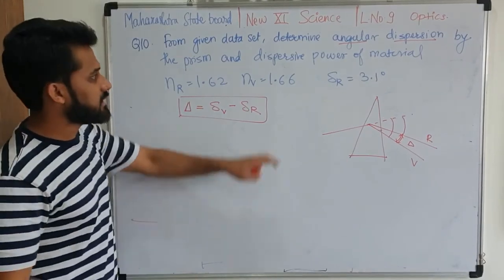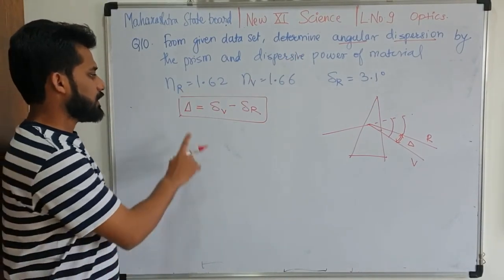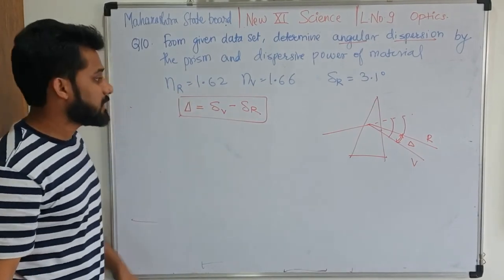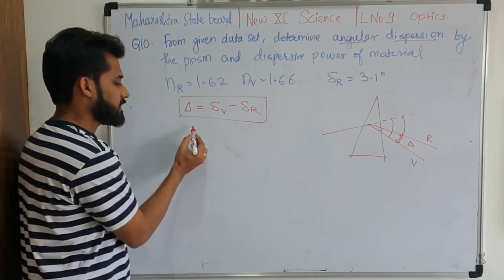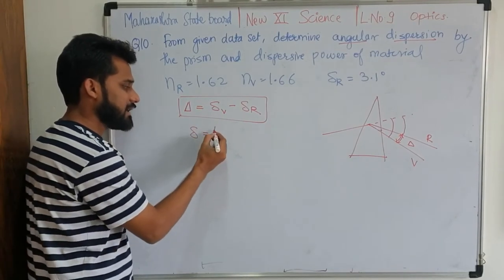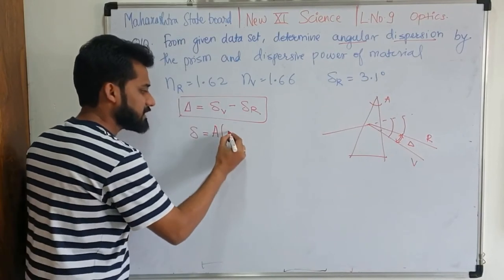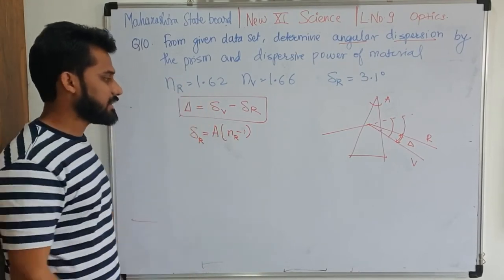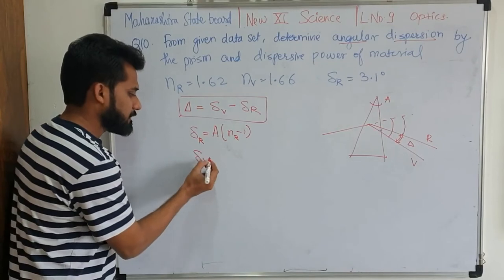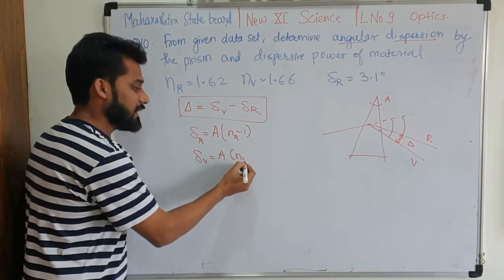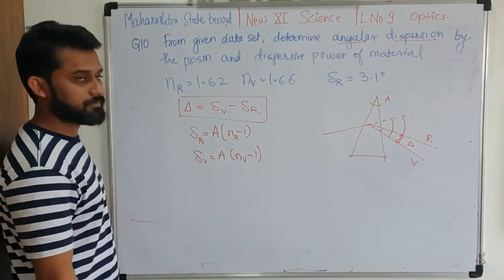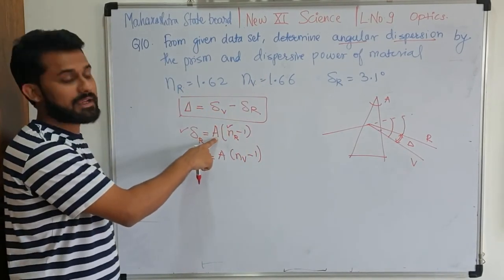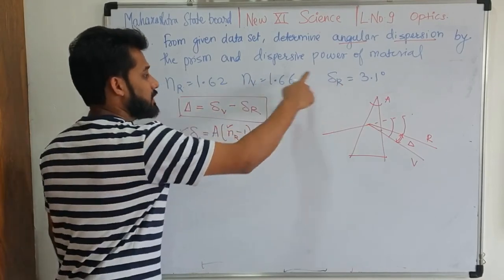So first we will find angular dispersion and then we will go for dispersive power. Angular dispersion is deviation of violet minus deviation of red, out of which deviation of red is given, but deviation of violet is not given. So how do we find the deviation of any color? Deviation of any color is angle of prism times the refractive index of that color minus 1. If it is red, then it will be A into the refractive index of red minus 1. If it is violet, then it will be A into the refractive index of violet minus 1. But in this question, red color's deviation is given and red color's refractive index is also given. From these two values, I can get the angle of prism.